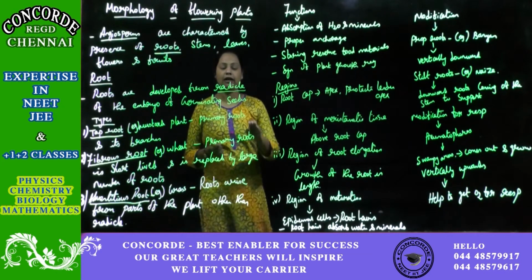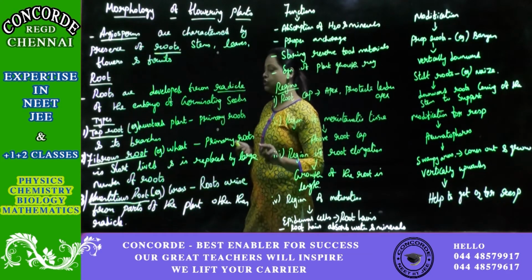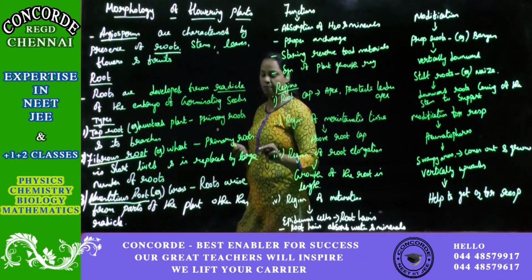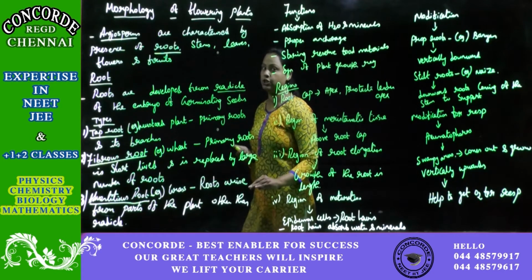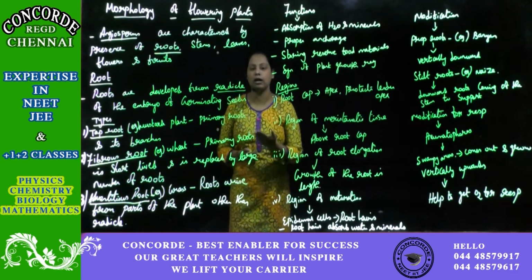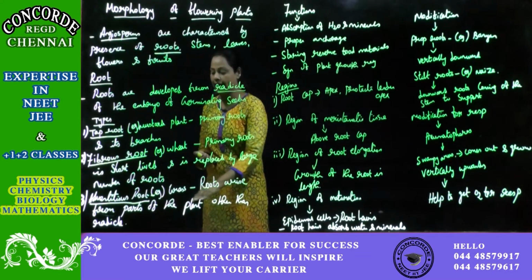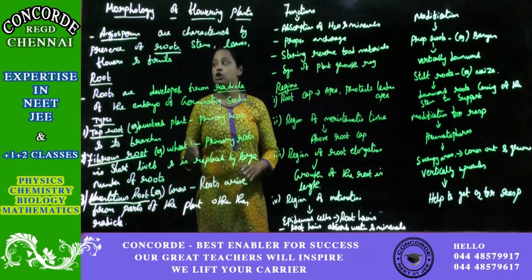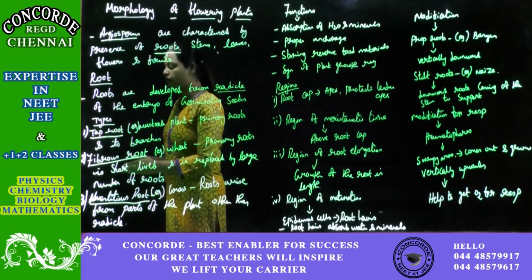Here, taproot and fibrous root are developed from the radicle of the embryo, whereas adventitious roots are developed from other parts of the plant, not from the radicle of the embryo. So this is about the types of roots.